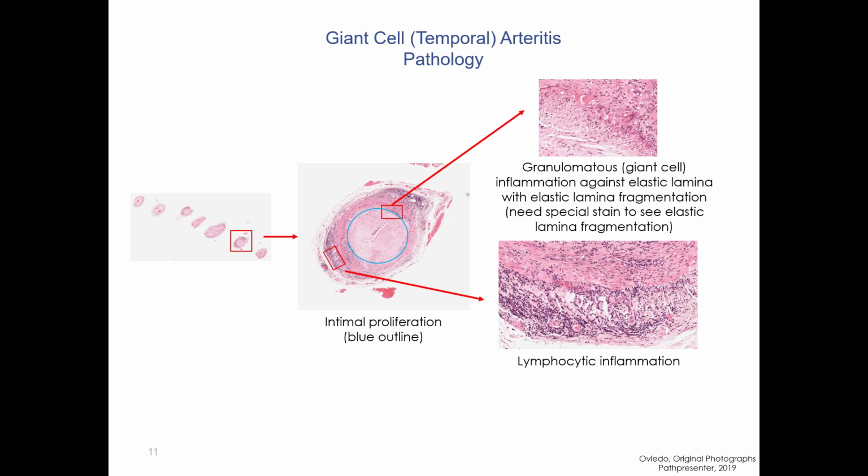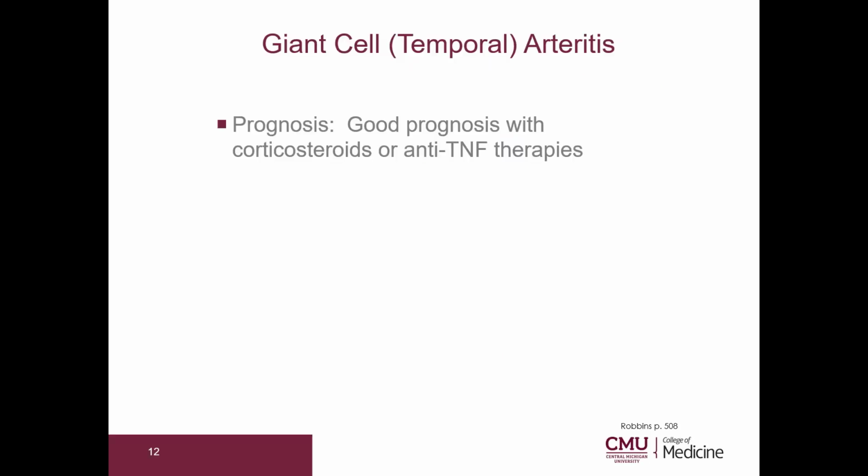You can see in the middle panel this artery demonstrates significant intimal proliferation, and this artery would not be able to transmit very much blood. On the top right, you can see giant cell or granulomatous inflammation against the elastic lamina. The elastic lamina is fragmented. You do need special stains to see the elastic lamina fragmentation, which we do not have here. On the bottom, you can see there is also significant lymphocytic inflammation. The prognosis of giant cell temporal arteritis is good with corticosteroids or anti-TNF therapies.